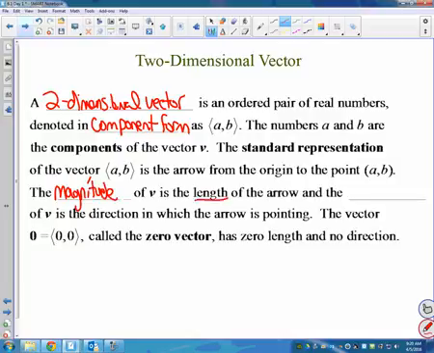And then the magnitude is just a fancy word for length. Just how long that line segment is, and I'm going to show you how we can derive that. And the direction is just which way the arrow is pointing.